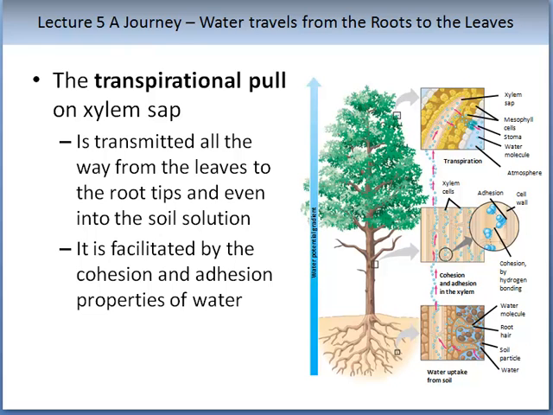The water moves through the plant through different water potential gradients. This is a component of what we call the transpirational pool. That is, water is transmitted all the way from the root tips through to the leaves via this pool. It is facilitated by cohesion and adhesion properties of water.